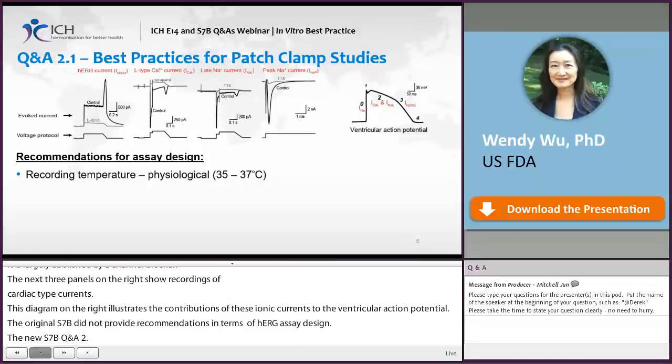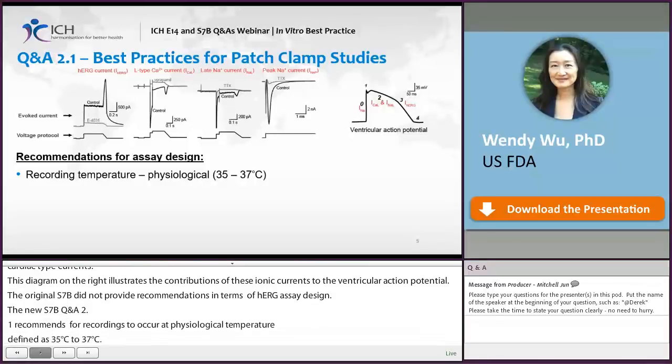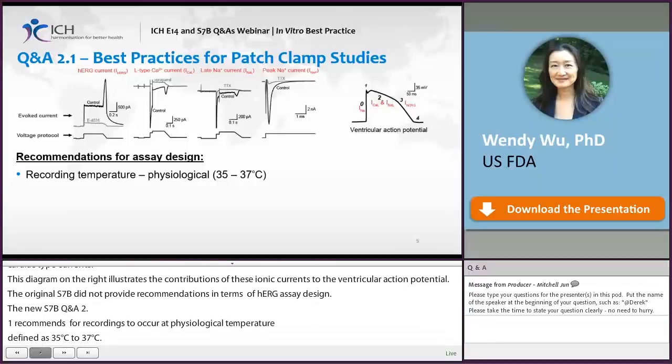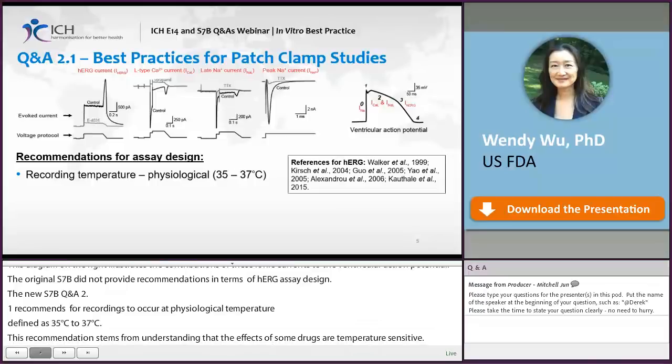And this recommendation stems from our understanding that effects of some drugs are temperature sensitive, and currently there is no method to predict which molecule would exhibit temperature-dependent effects or the magnitude of these effects. And here are some references that show the dependence of hERG potencies on temperature for some drugs.